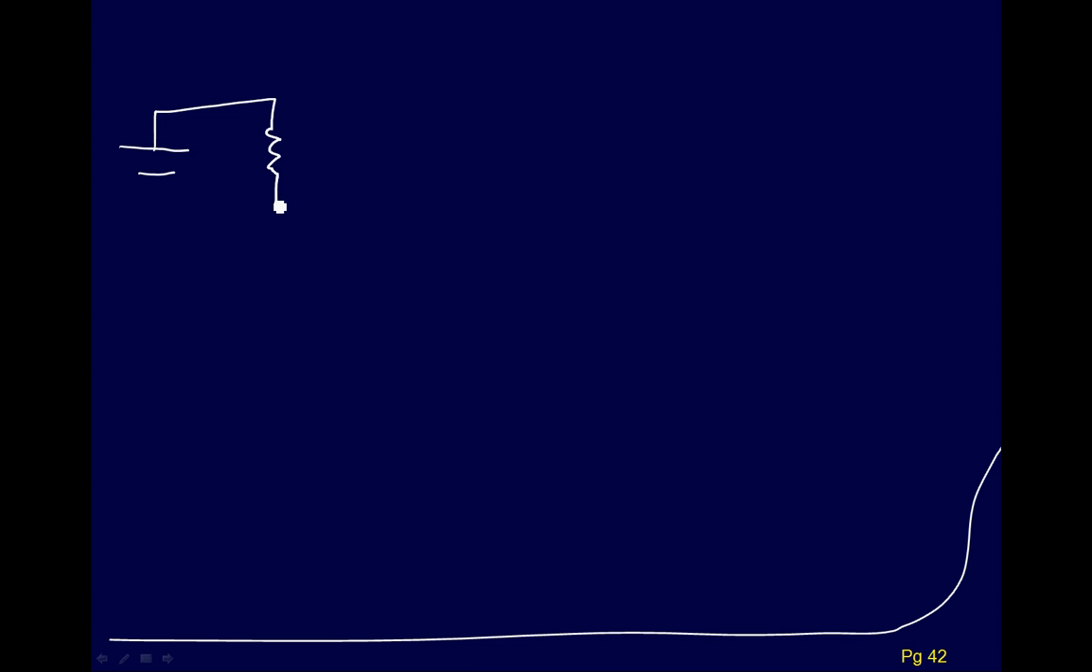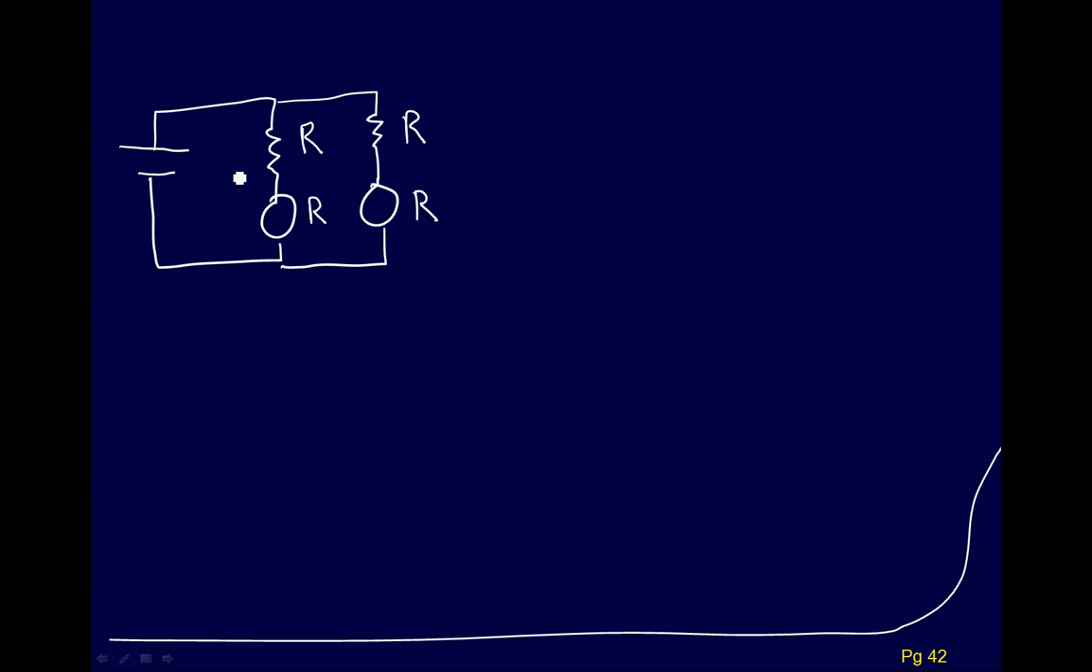So here's the resistor and a light bulb, and then here's a resistor and a light bulb. Just to make this a little bit easier on us, I'm going to call the resistance of the light bulbs the same as the resistance of the resistor. Since they're identical resistors and identical light bulbs, it doesn't really change the final answer we get. It just makes it a little bit easier to deal with.